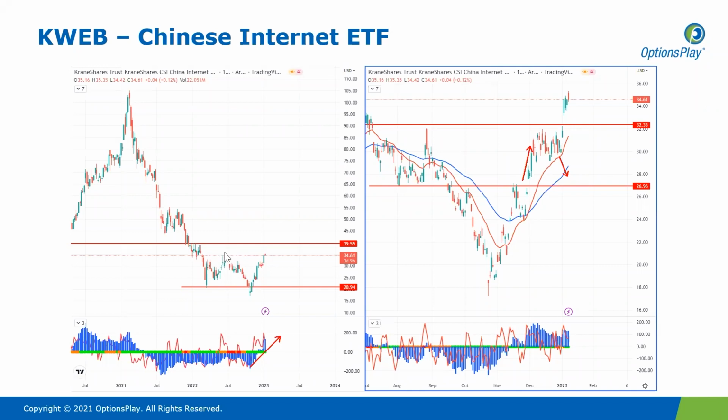And even though it is at a previous swing level, I don't believe this 34, 35 level will act as that much resistance. If anything, the next key area is still the level that we talked about last week, which is at $40 level. That is a major resistance level.